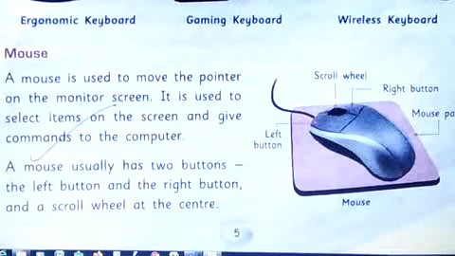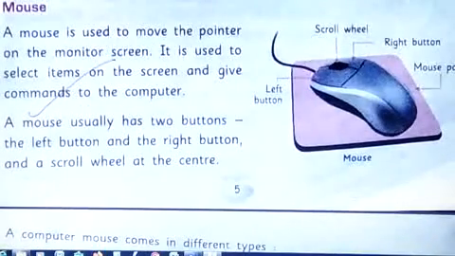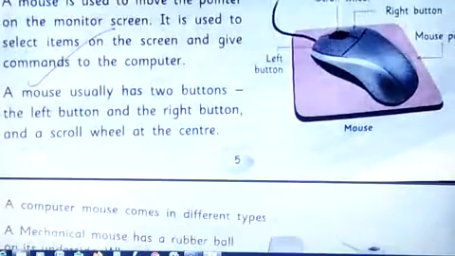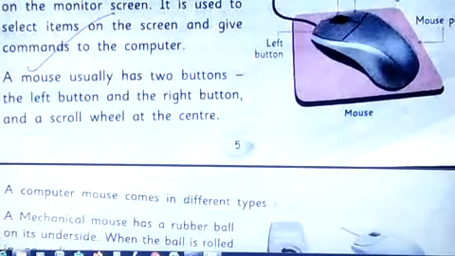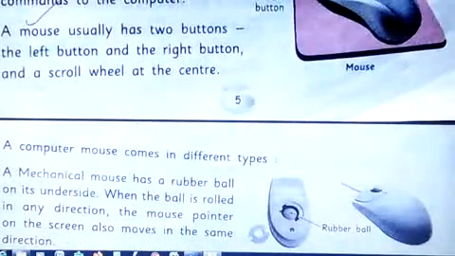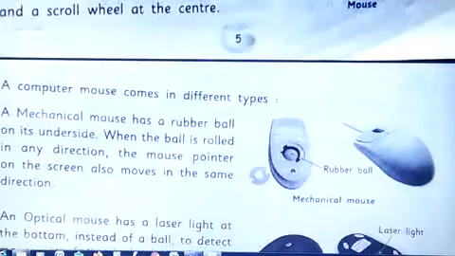Here is one more thing, that is the cursor. The cursor is controlled by the keyboard. It is similar to the mouse pointer. In work, it indicates where we start writing. Now the mouse has two buttons. The structure of a mouse has two buttons, the left button and the right button, and a scroll wheel at the center.